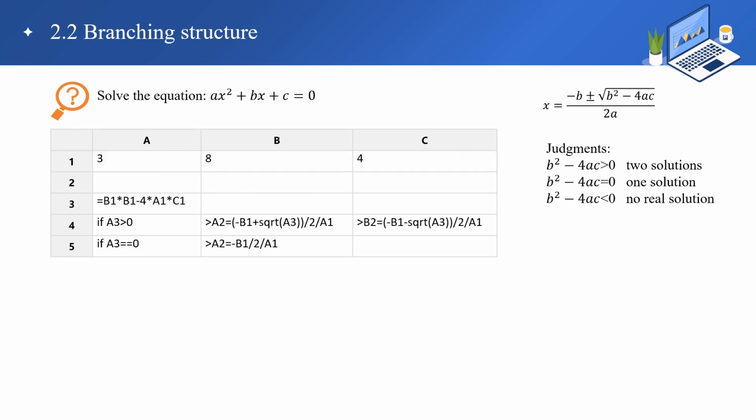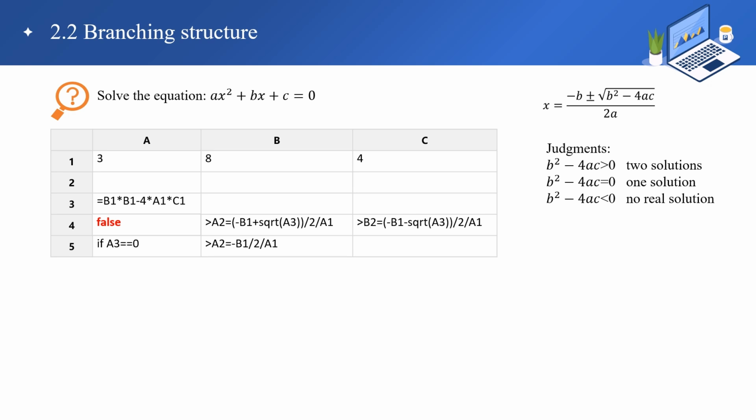Sqrt in b4 and c4 is a square root function which need not be explained in detail. The point is that if statements appear in a4 and a5. If is followed by a logical expression. If the result of this expression is true, the program will continue to execute the cells to the right of the if cell. If the result of the expression is false, the program will skip those cells to the right of the if cell and go directly to the next line for execution.